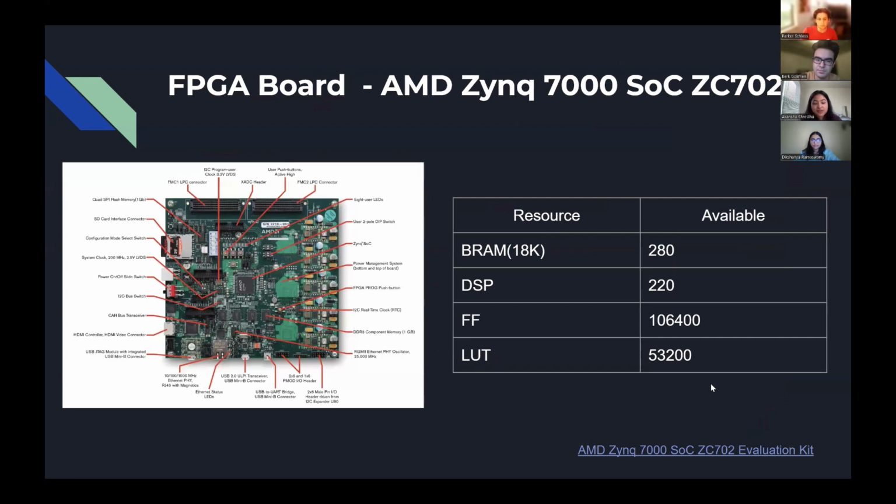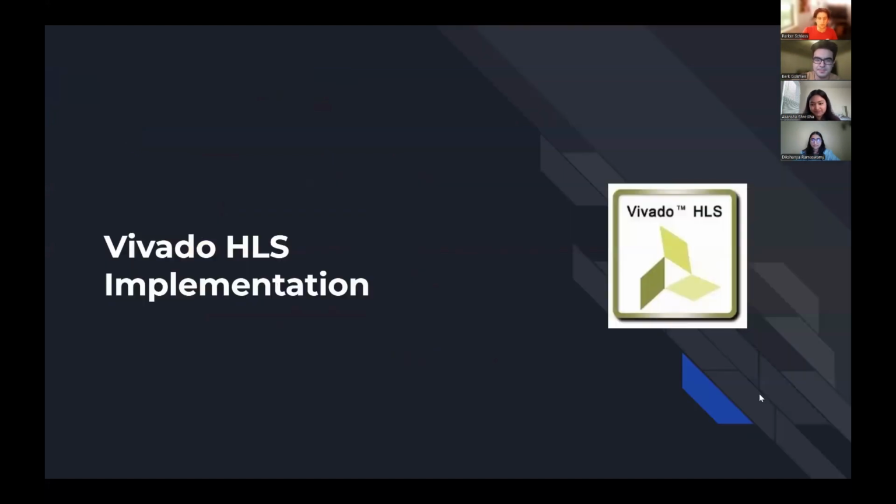For our experiments, we use AMD Zynq 7000 SoC ZC702 for FPGA and Design Compiler's NAND gate 45 nanometer library for ASIC design. All right, so let's start with Vivado HLS.